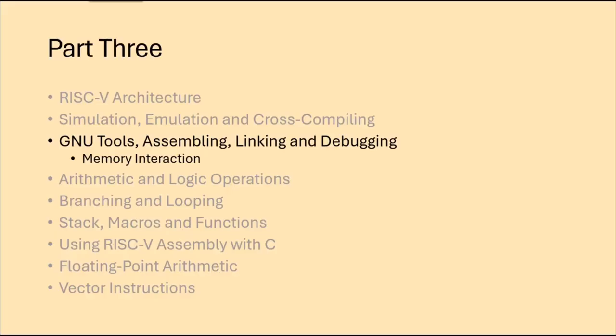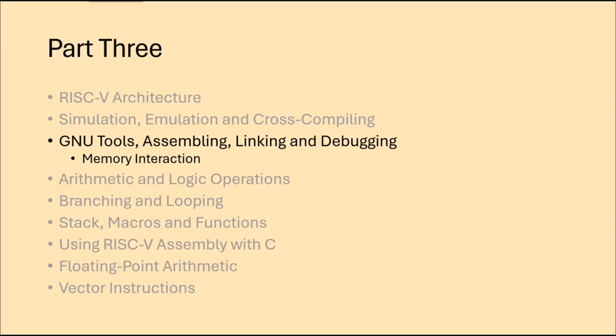Tutorial 1 covered the basic architecture of RISC-V. Tutorial 2 discussed simulation, emulation, and cross-compilation, specifically looking at CPUlator, QEMU, Spike, and RARS. This laid the groundwork for the remaining tutorials.